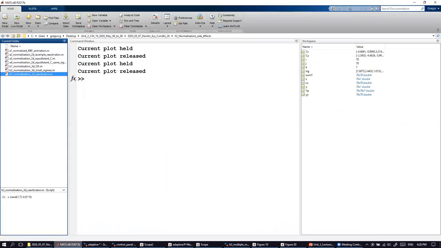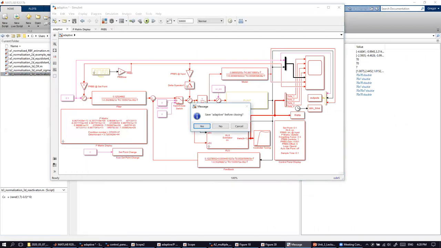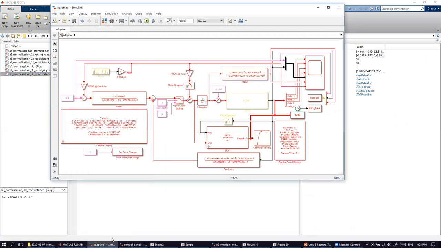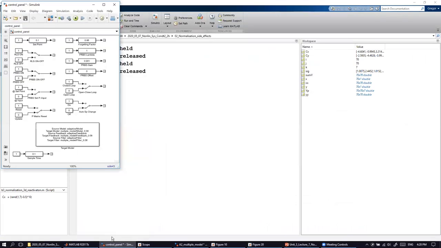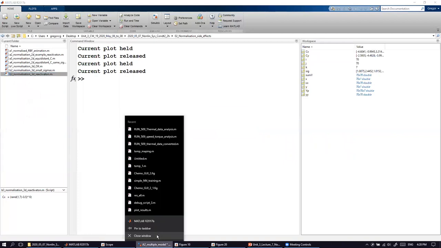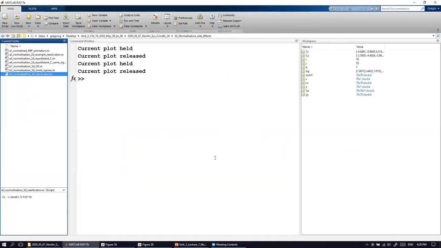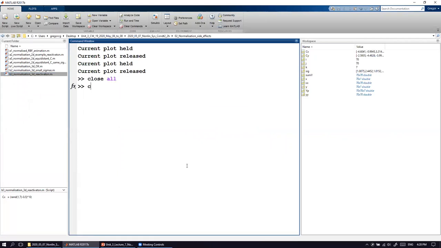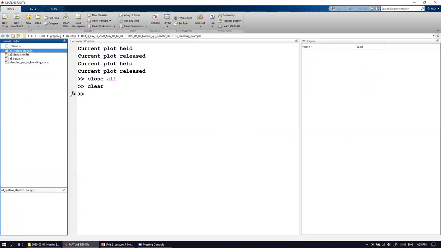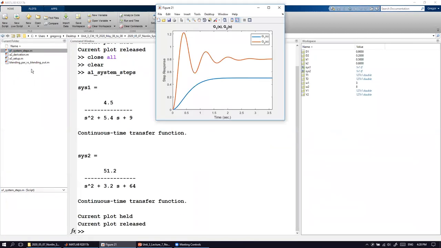Back to MATLAB. Now imagine that we have two local models. Imagine the CSTR system. At the low operating point, for example, our local model would have a response like that. At the high operating point, the local model would have a response like that.